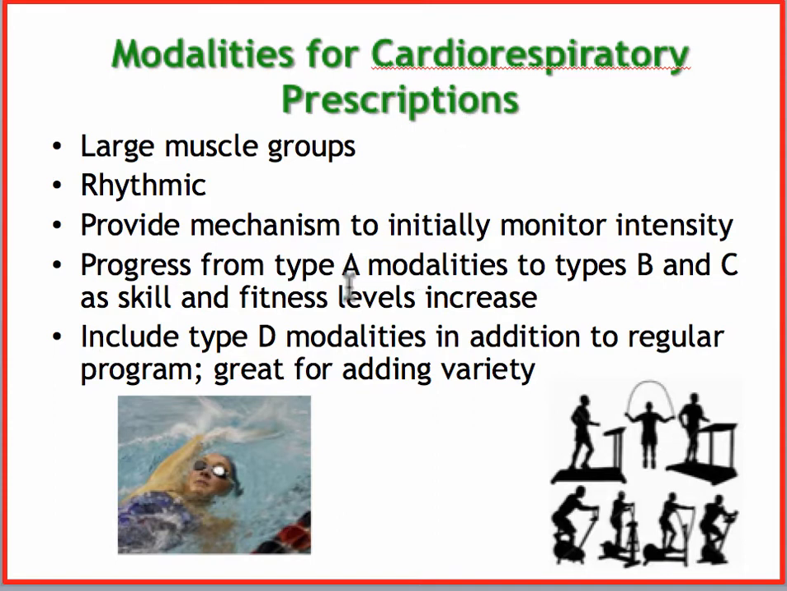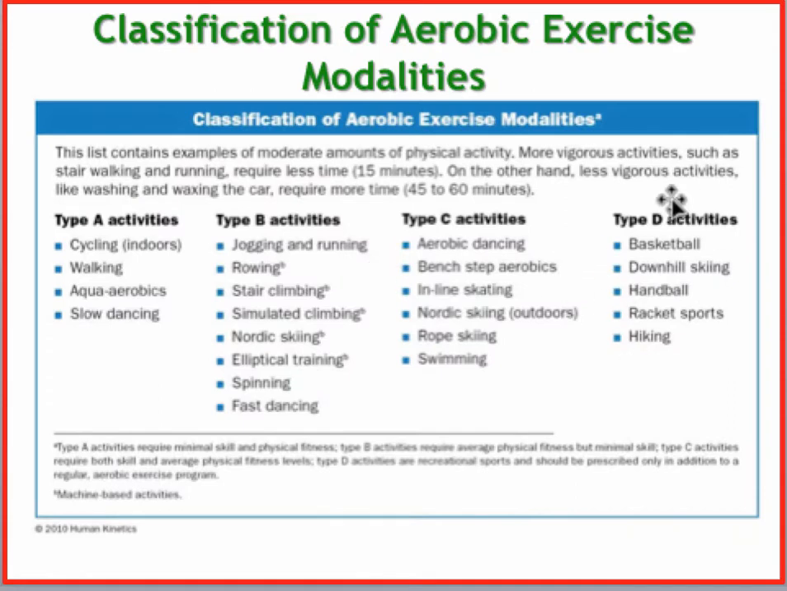to start them with type A and B fitness modalities, so the walking, the running, and then add C as they develop more skill and their fitness levels increase. And then those type D activities, those games and those more intermittent activities, can be added as the person has developed their cardiorespiratory fitness. So they're not depending upon these activities to improve their cardiorespiratory fitness.